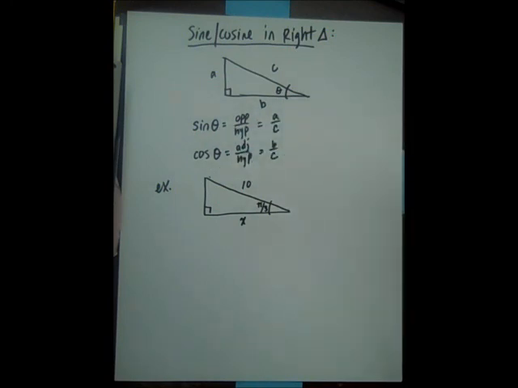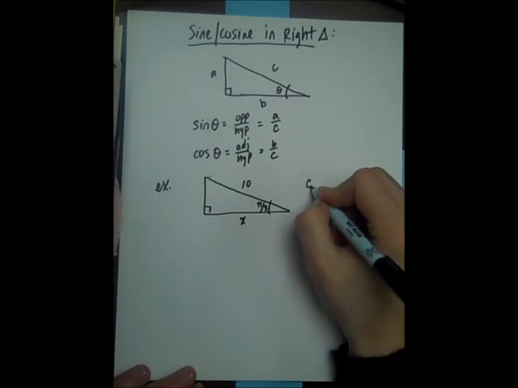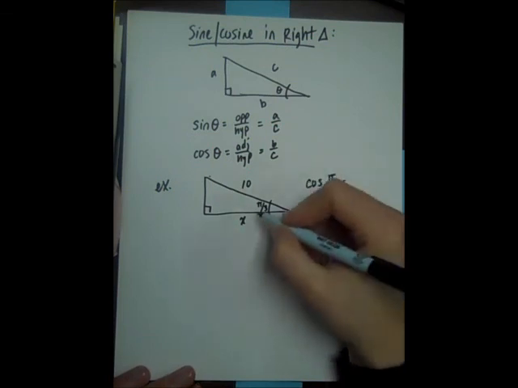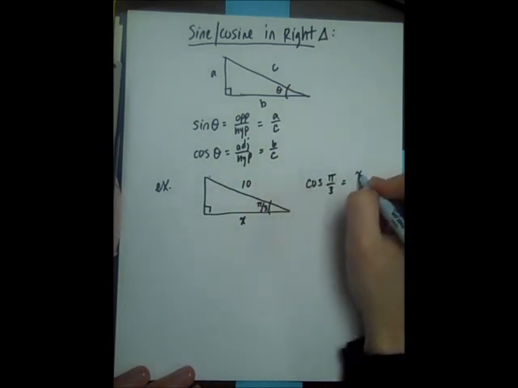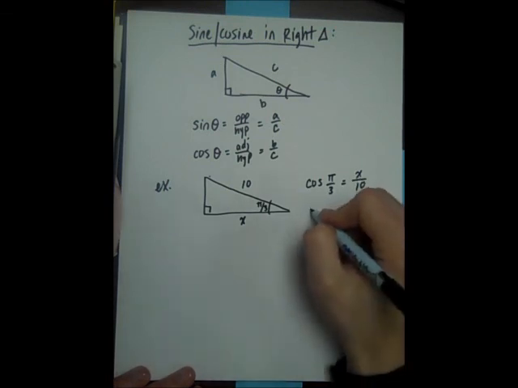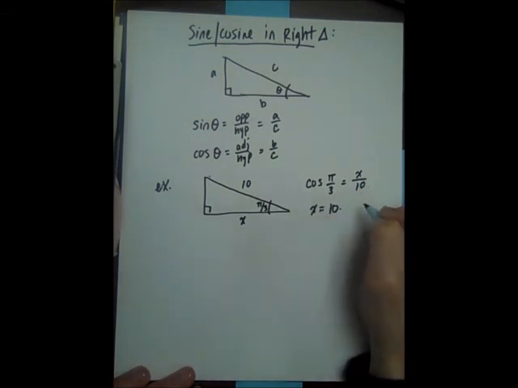That would be cosine. So what that tells me is that cosine of pi over 3 is going to be equal to adjacent over hypotenuse. So x over 10. I just need to solve this for x. Multiply both sides by 10. I'll get x is 10 times the cosine of pi over 3.